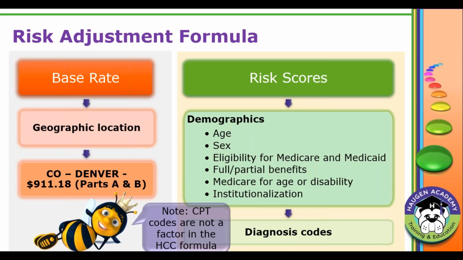And then you have the patient's risk score. And their risk score, the very first factor is their demographic or socioeconomic status factors, and that includes the patient's age and sex, as well as their eligibility for Medicare or Medicaid.